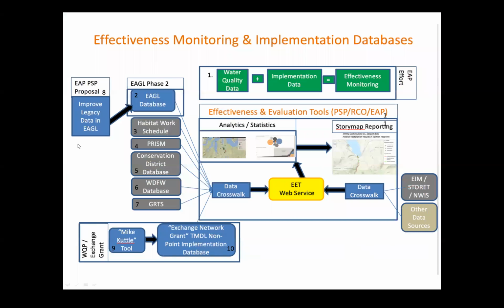So these were our data inputs as we understood them, coming from different agencies. I won't go through the whole thing, but I'll just point out that as a team, we felt pretty comfortable integrating the EAGLE system, which is coming from Ecology, Habitat Work Schedule, and PRISM, which is coming from RCO, GSRO, and some fish data that was coming from the Department of Fish and Wildlife.